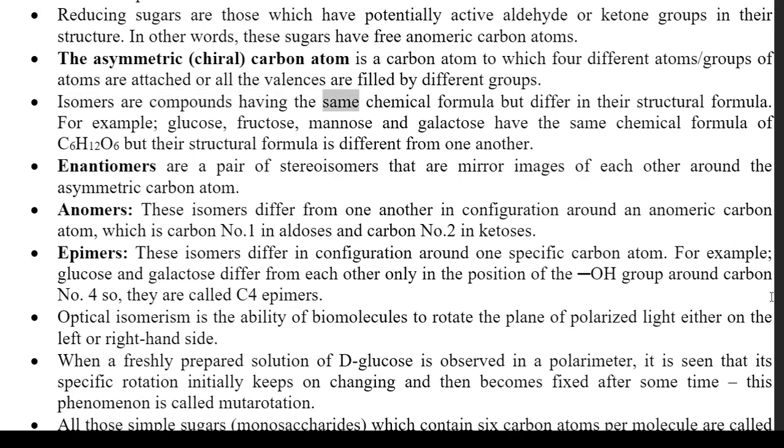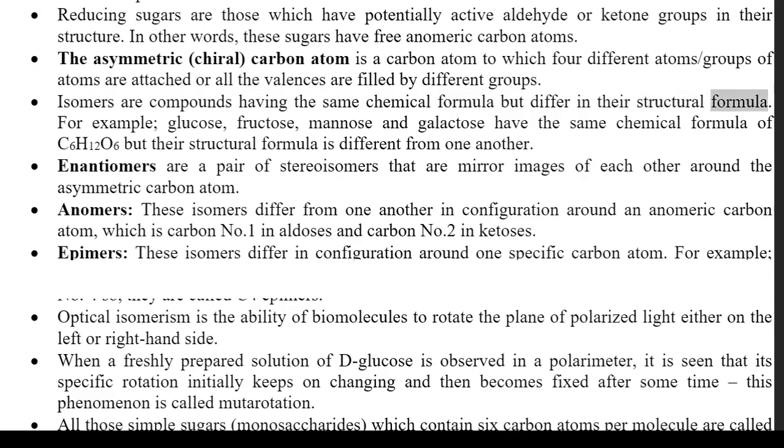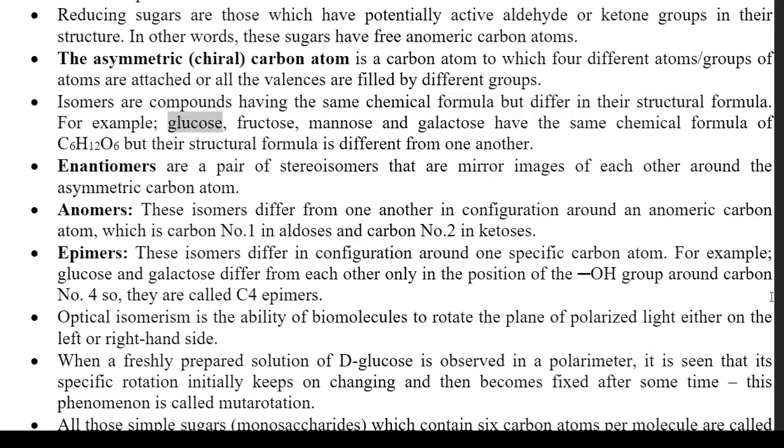Isomers are compounds having the same chemical formula but differ in their structural formula. For example, glucose, fructose, mannose, and galactose have the same chemical formula of C6H12O6 but their structural formula is different from one another. Enantiomers are a pair of stereoisomers that are mirror images of each other around the asymmetric carbon atom. Anomers, these isomers differ from one another in configuration around an anomeric carbon atom, which is carbon number 1 in aldoses and carbon number 2 in ketoses.